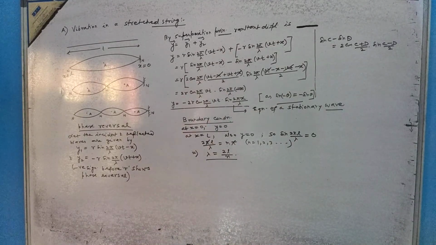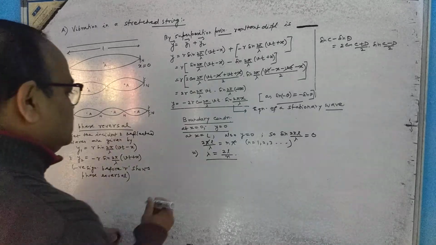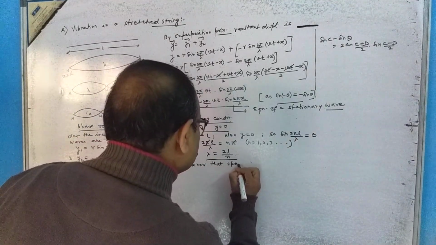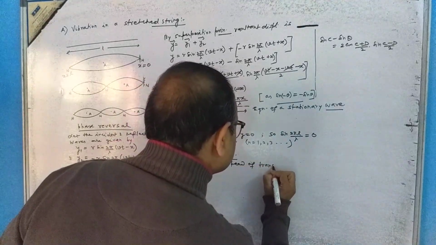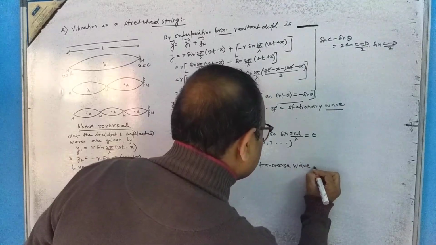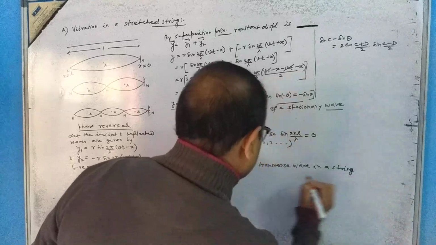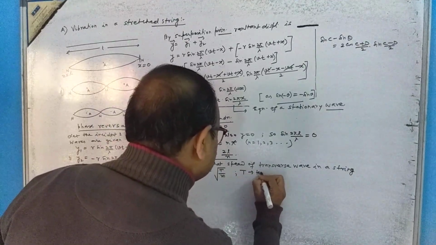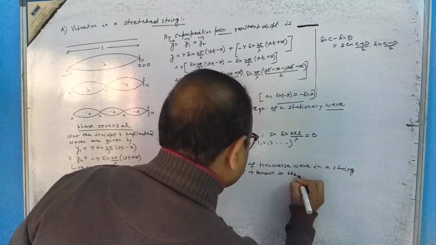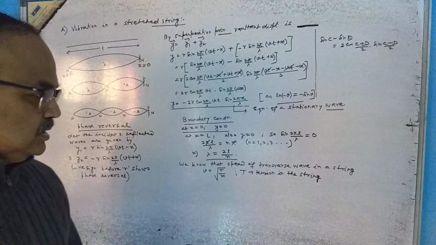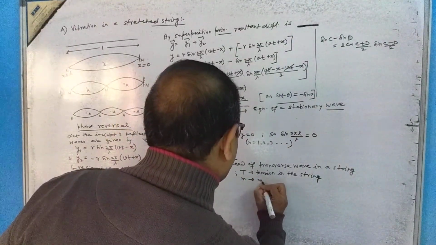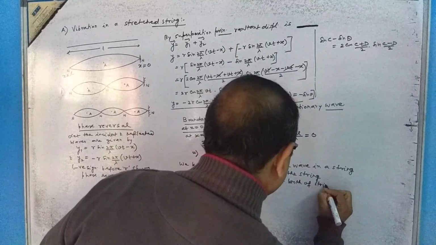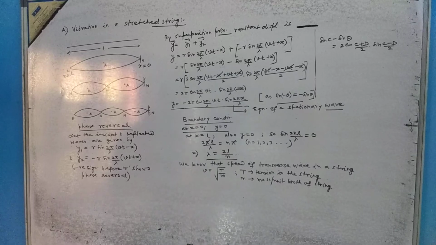Okay, fine. Now you must be remembering that we know the speed of transverse wave in a string, which we have read, is v is equal to root T by m, where T is the tension in the string and m is the mass per unit length of the string.